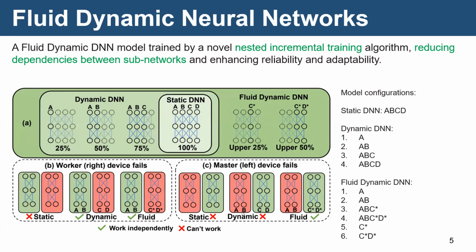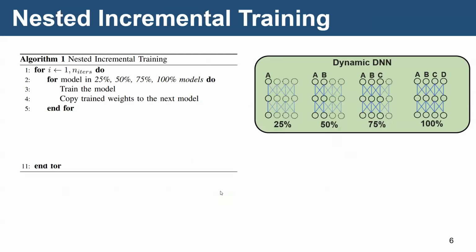Now, this is the problem we try to solve using the fluid dynamic DNN model and a nested incremental training algorithm. In the fluid dynamic DNN model, the master device holds the bottom 50% of the model weight, and another device holds the upper 50% of the model weight. So any one device failure will not cause system failure, because they can both run the inference independently.